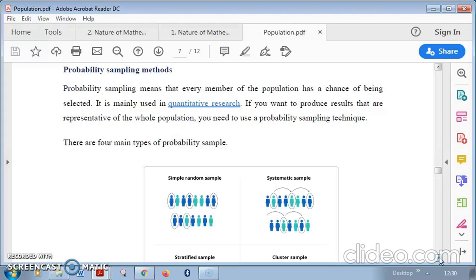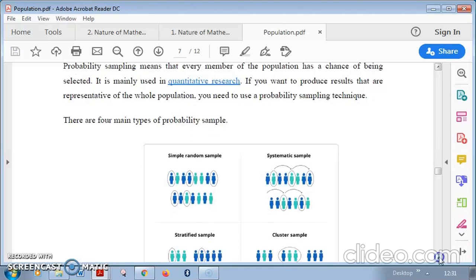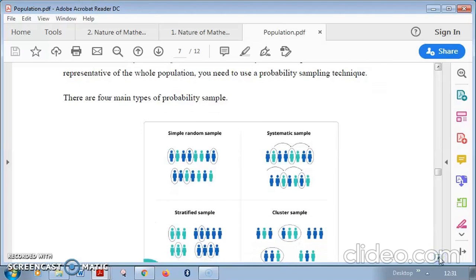But when you talk about quantitative research, then you go for the probability sampling methods, because using the sample, whatever data is collected, you do data analysis, and you are going to infer about the population. Therefore, the sample you are selecting should be scientifically selected. If you want to produce results that are representative of the whole population, you need to use a probability sampling technique. There are 4 main ones. Don't think that only 4 are there, but we are going to discuss the main ones. There are 4 main types of probability sampling.